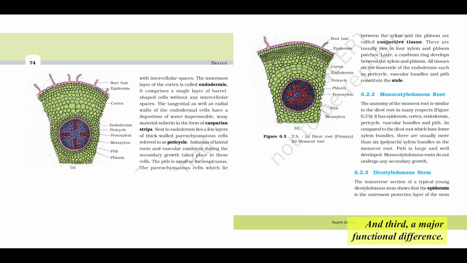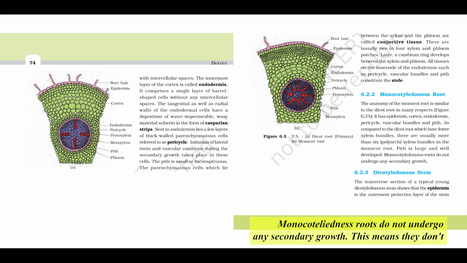And third, a major functional difference. Monocotyledonous roots do not undergo any secondary growth. This means they don't increase in girth over time, unlike dicot roots, which can become quite thick. Why? Primarily because their vascular bundles are closed, they lack the cambium needed for secondary growth. This distinction is fundamental to understanding their growth pattern.